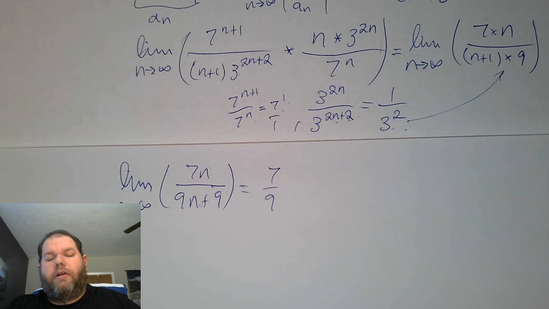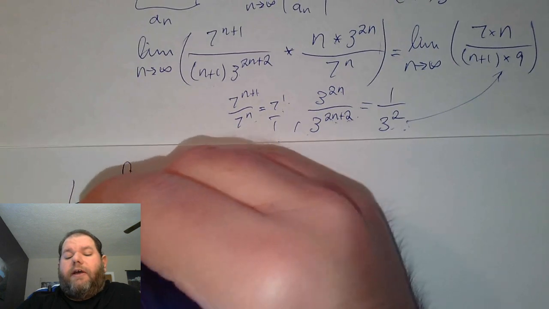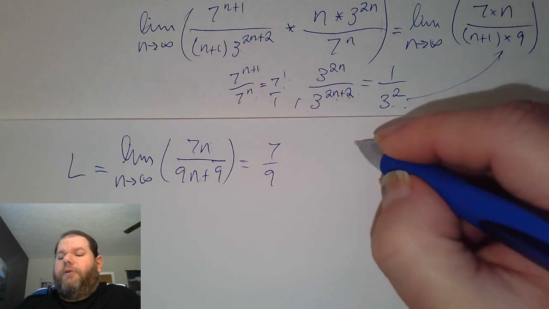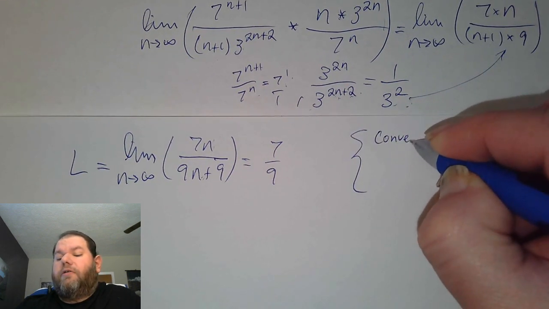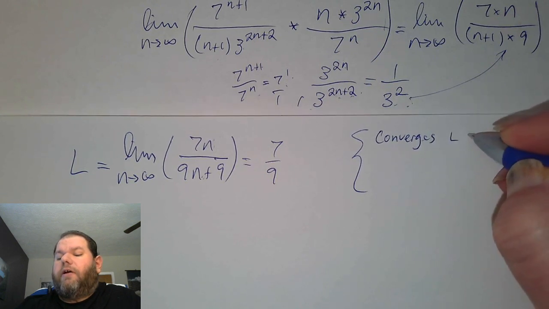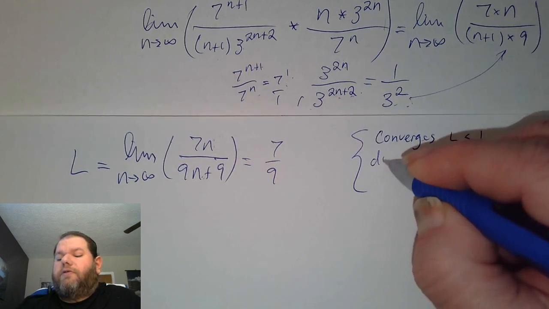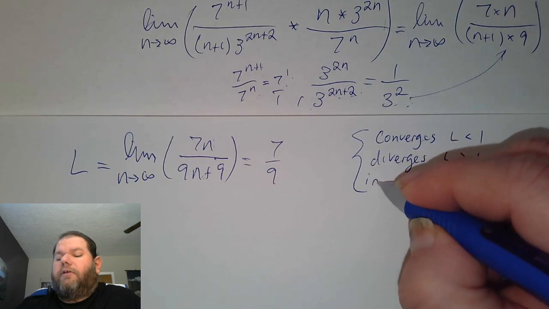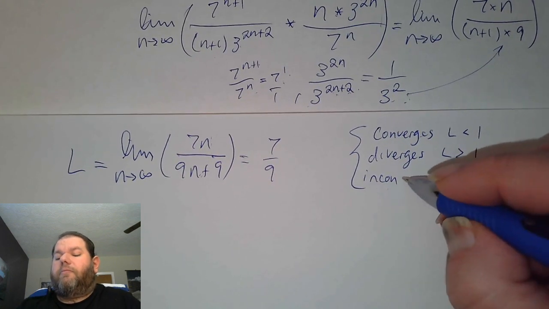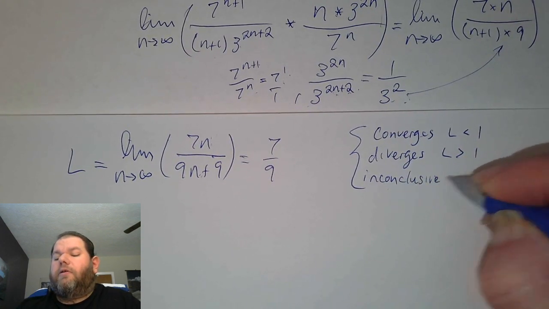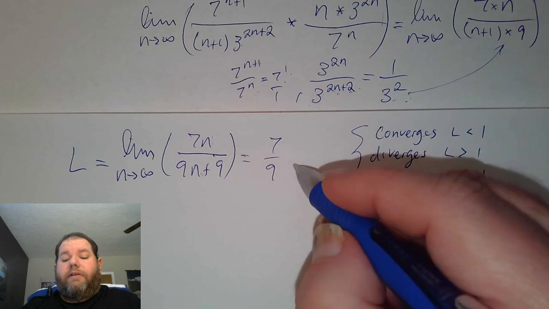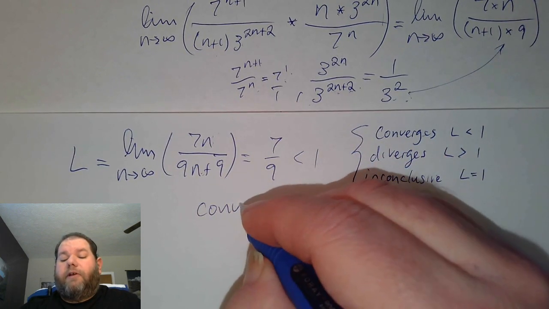Okay. Now, as far as our interpretation of this result from the limit, remember we called this L. So L is equal to 7 over 9. And we know that it converges if L is less than 1, diverges if L is greater than 1, and is inconclusive if L equals 1. Well, 7 over 9 is definitely less than 1, so it converges by the ratio test.